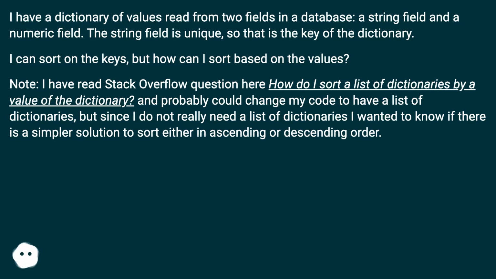Note, I have read the Stack Overflow question "How do I sort a list of dictionaries by a value of the dictionary?" and probably could change my code to have a list of dictionaries, but since I do not really need a list of dictionaries, I wanted to know if there is a simpler solution to sort either in ascending or descending order.